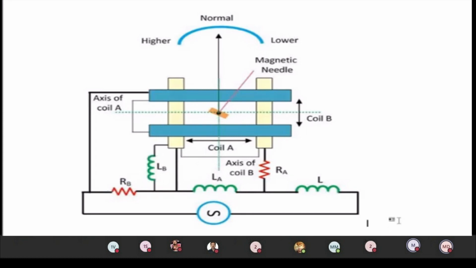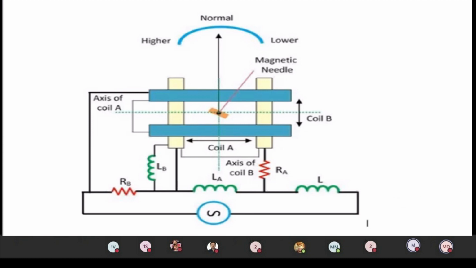Along with this, we have one more inductance named L. This inductance L is used to suppress the harmonic components in the circuit. Once the harmonics have been reduced, the errors occurring in the meter can also be reduced. That is the purpose of using the additional inductance L here.